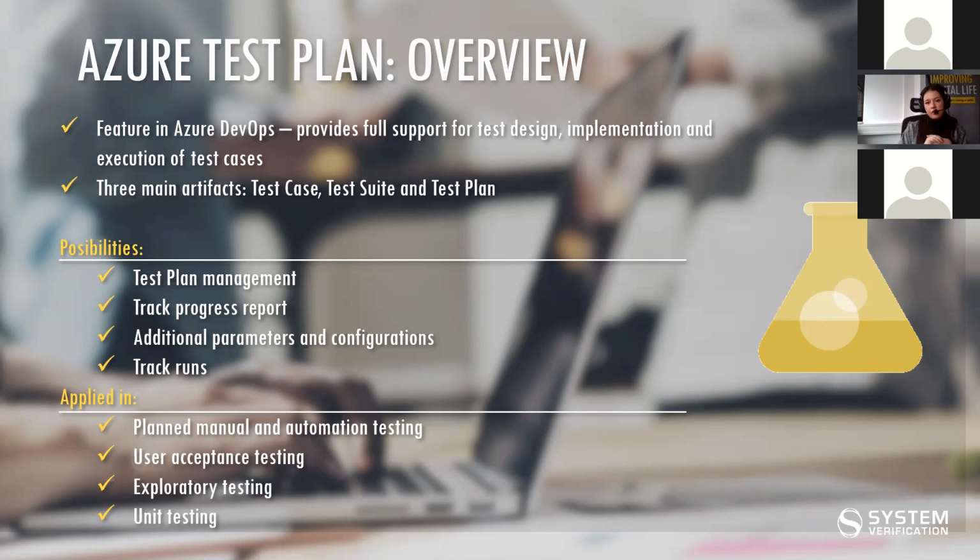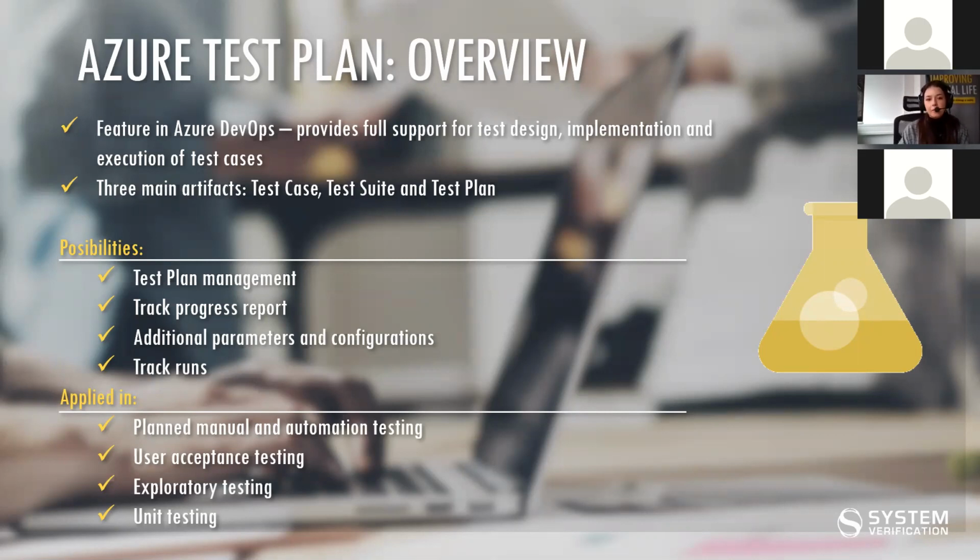One of the features of Azure DevOps Services is called Azure Test Plans, and it provides support for all testing activities, starting from the design phase, so designing the test cases, making sure that you design the test plan, and so on, to the implementation and execution phase of these test cases. It has support for both manual and automation testing. So basically all types of tests that you can think about.